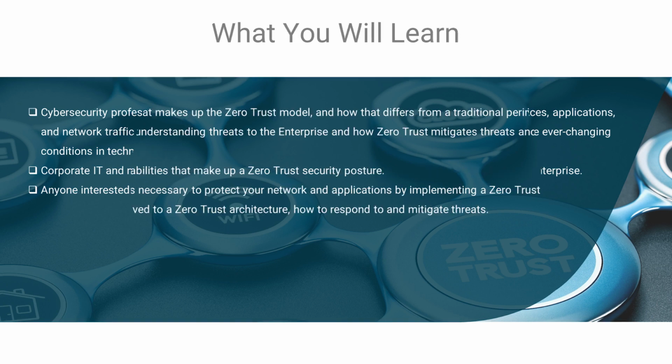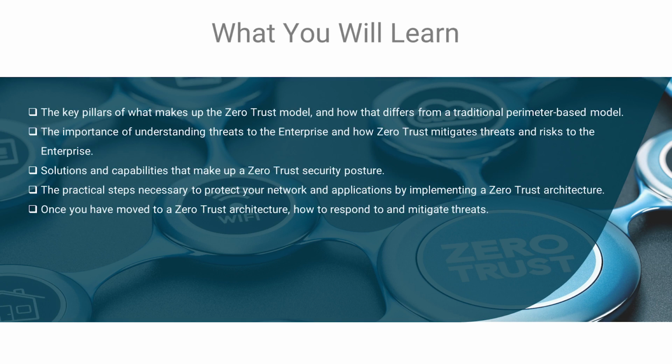Here's what you'll learn in this course: the key pillars of what makes up the Zero Trust model and how that differs from a traditional perimeter-based model. The importance of understanding threats to the enterprise and how Zero Trust mitigates threats and risk to that enterprise. The solutions and capabilities that make up a Zero Trust security posture. The practical steps necessary to protect your network and applications by implementing a Zero Trust architecture. And finally, once you've actually moved to a Zero Trust architecture, how to respond to and mitigate threats.